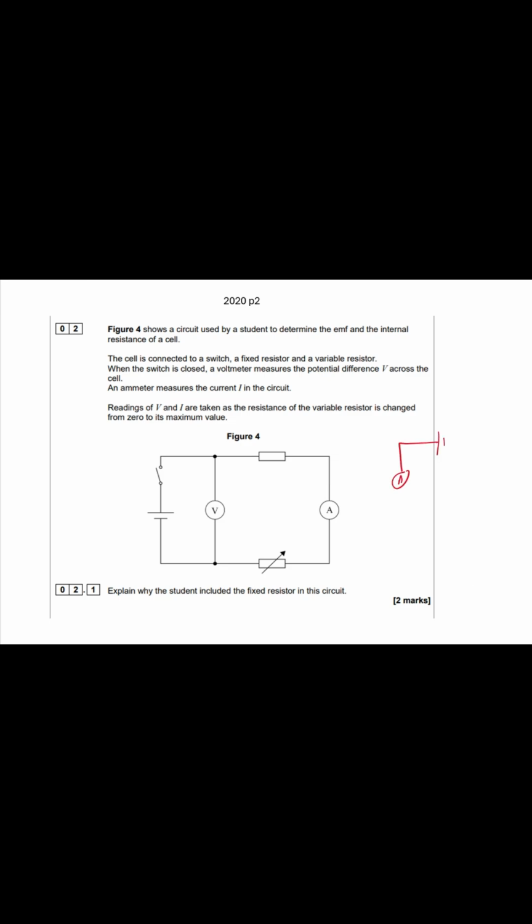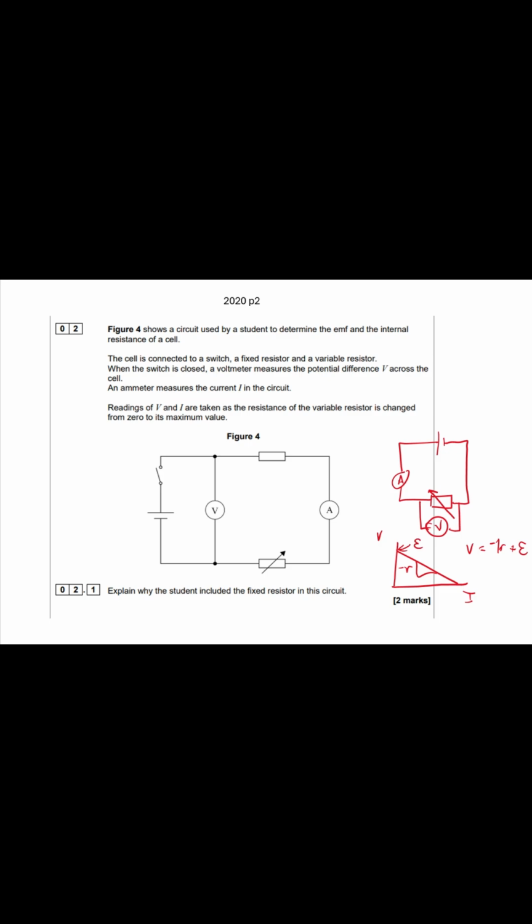Usually it looks as simple as this. So there's your variable resistor, and the job of the variable resistor is simply to change values of V and I. So you can plot a graph, and what graph did you plot? Remember, it's this one. V is equal to minus IR plus E. So the gradient of that is minus R, and this thing here is E.